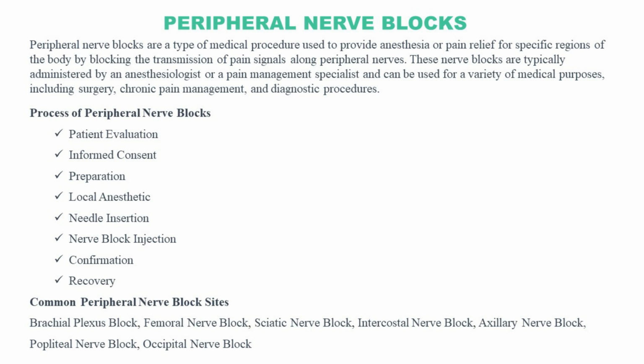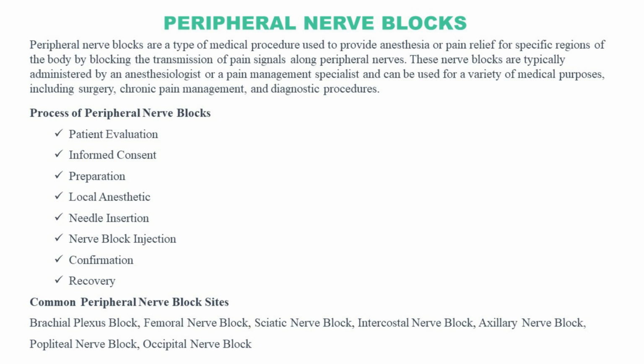6. Popliteal nerve block. It targets the nerves behind the knee and is often used for pain control during foot and ankle surgery. 7. Occipital nerve block. Occipital nerve blocks can alleviate headache or neck pain by targeting the occipital nerves located at the back of the head and neck.